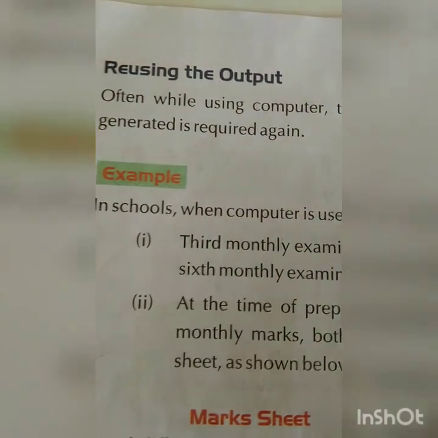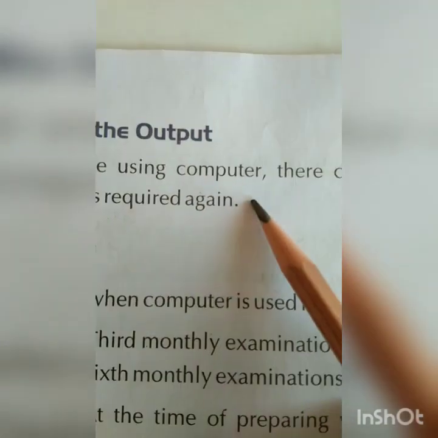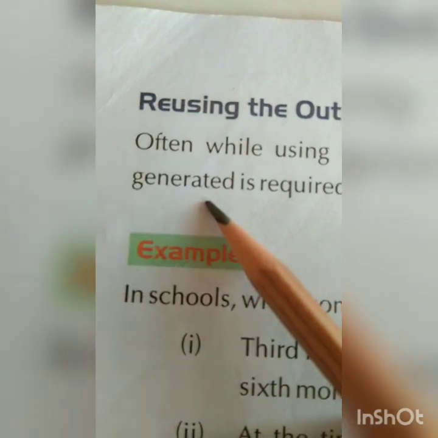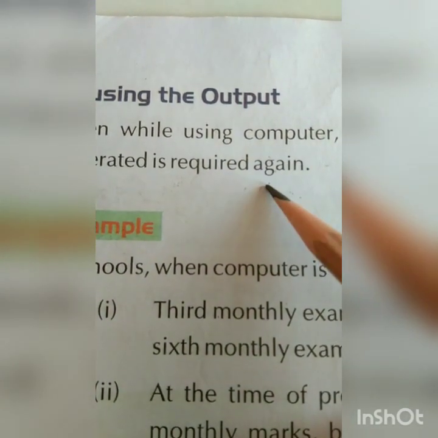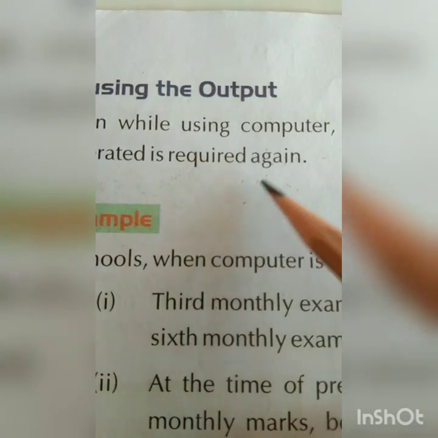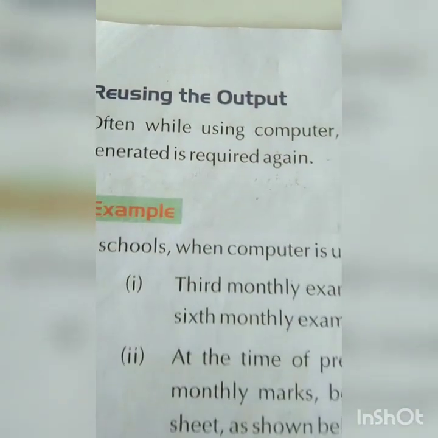Reusing the output means often while using a computer there come situations when output once generated is required again. For example, once you took output of your result and again you want it, or you want a birthday card. Once you took an output of your birthday card, and if you want another also, you need one more because one copy is less, so you can reuse the output more than once.